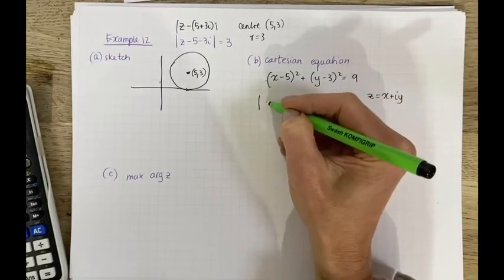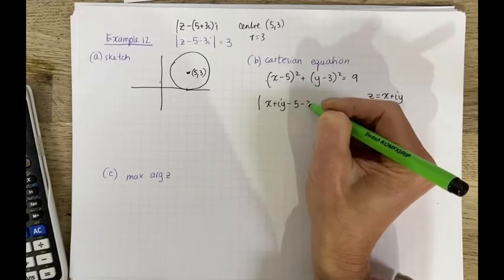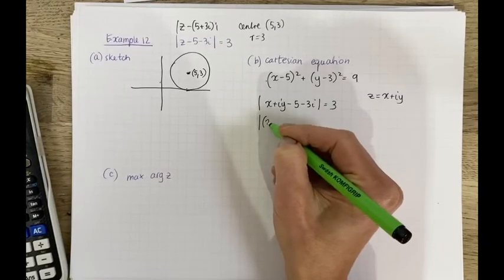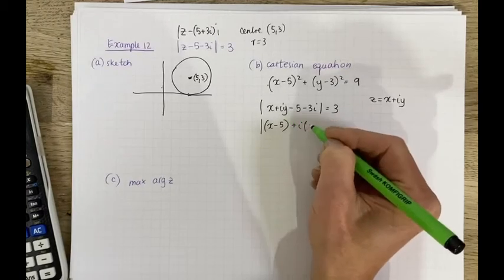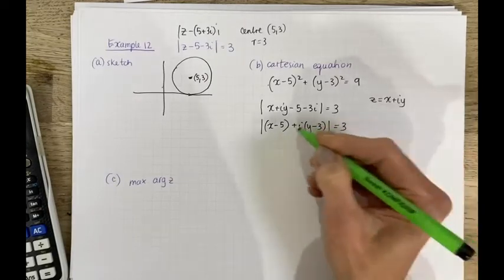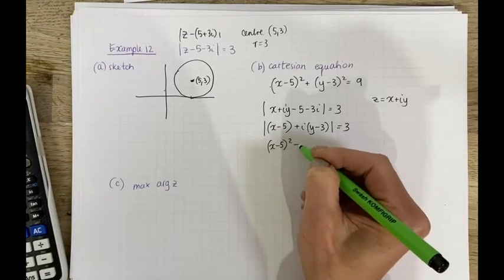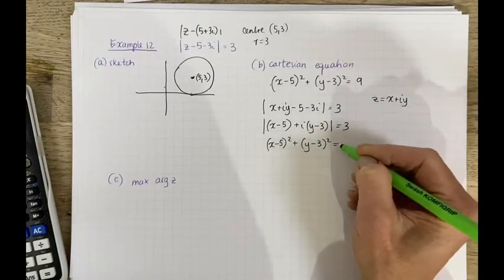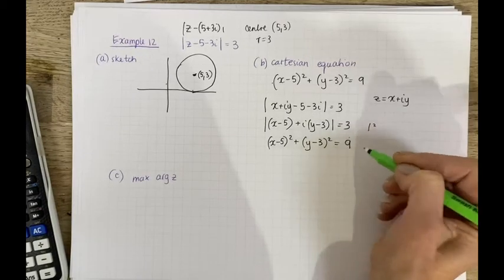So if you replace your z with x + iy, then you've got |x + iy - 5 - 3i| = 3. You can gather x - 5 as the real part of this complex number, and then y - 3 as the imaginary part. Now if you work out this modulus, it's the square root of the real part squared plus the imaginary part squared, equal to 3. So if I square it straight away, that will be equal to 9, which gets me to the same equation.